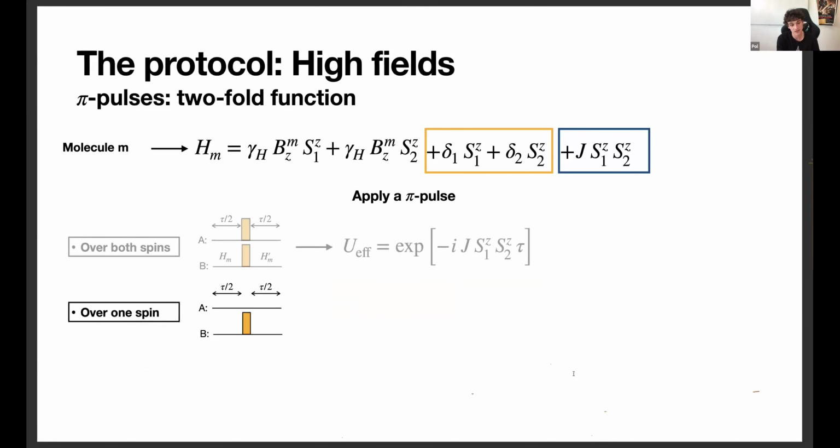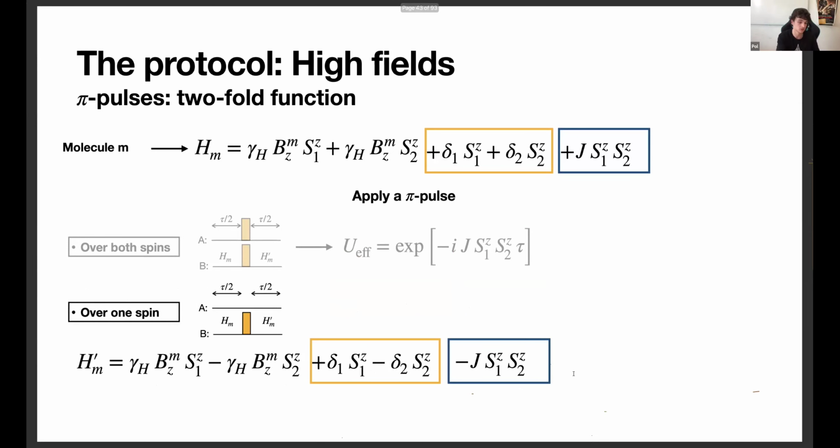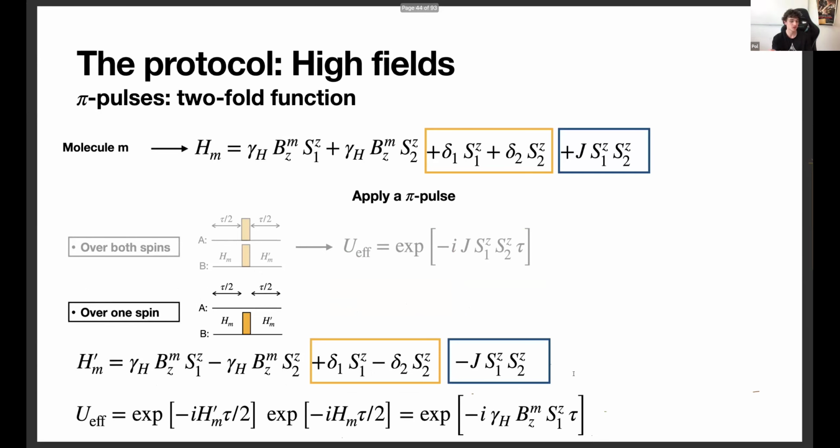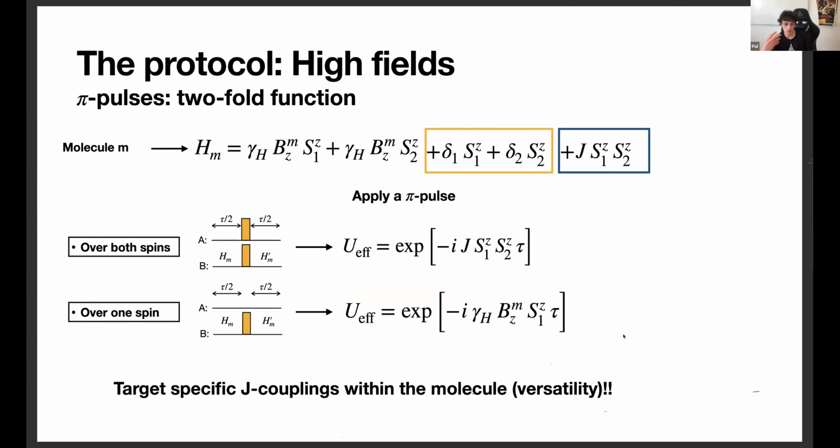And let's see what happens now if I apply it only over one spin. It's the same, just that the signs that change will be only the ones corresponding to spin 2 in this case, or spin B. So now if I do the same and compute the effective propagator, I end up with this type of evolution right here, in which notice that now I canceled the evolution corresponding to the J-coupling. This is quite interesting because I can target specific J-couplings within the molecule.